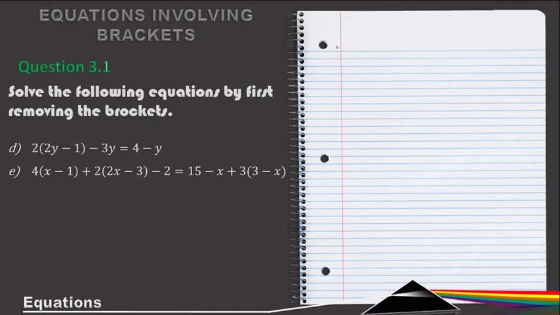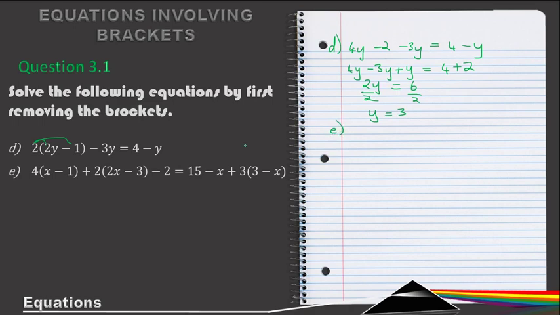Now for D, multiplying this 2 in over here gives me 4y minus 2, negative 3y equal to 4 minus y. Okay, so let's bring the y's to the one side. So this becomes plus y, and then 4 plus 2. So 4 minus 3 gives me 1, plus 1 is 2y. And that's equal to 6. Then divide both sides by 2 gives me y equal to 3.